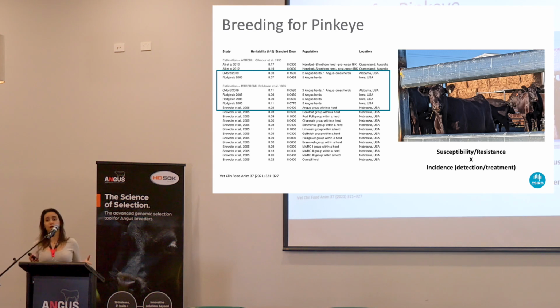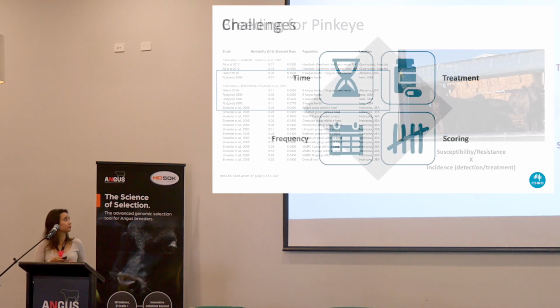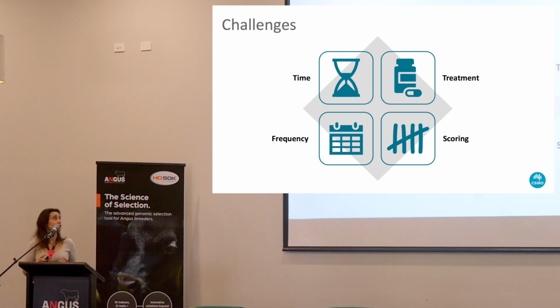We have natural outbreaks, animals get in contact with the disease in different moments, so we have a very unsynchronized disease situation, which brings a lot of challenges. So for example, the time. When is the right time to record? Is it at weaning? Is it before? Is it through the whole animal's life? Is it even possible to do that? So we have to decide when to record the trait.